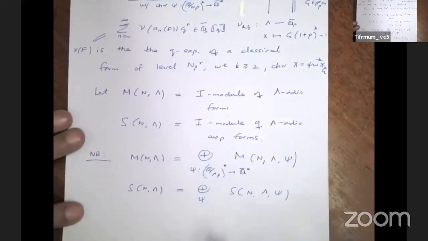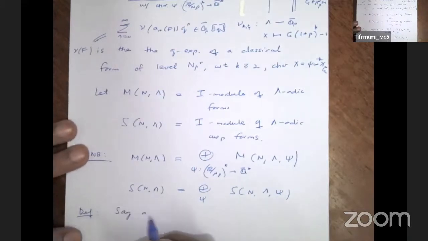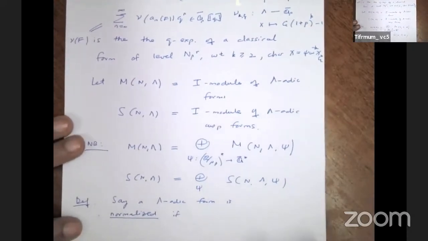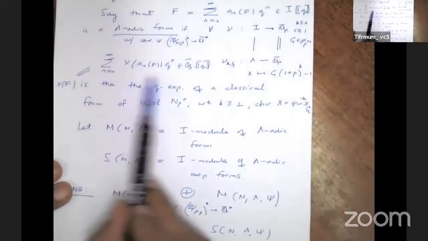So now let's come to some definitions that people were asking about yesterday, on Tuesday. Say a lambda-adic form is normalized if, well, whenever you define a property for a lambda-adic form, the way you do it is you say that all arithmetic specializations of weight k greater than or equal to 2, all these particular cusp forms, have that property. If that's true, then you say the lambda-adic form has that property.